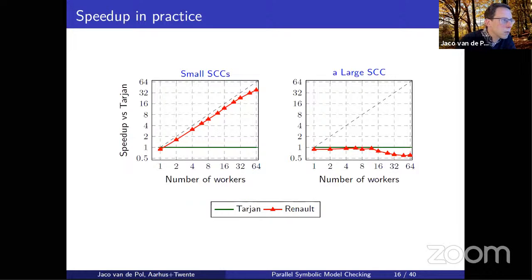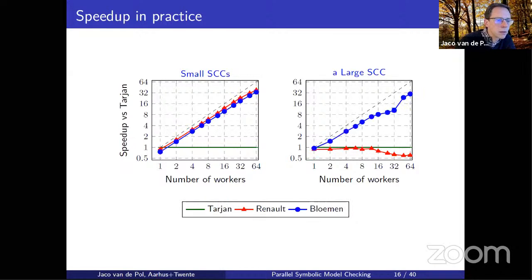This is just one concrete model checking example, but on this example, the algorithm by Vincent Bloemen, which I will explain in detail, well, it has the same nice speed up on small SCCs, but we see it still has a considerable speed up if there is a large SCC. So here we profit from the fact that we can share partial information about the SCC, and we can still get parallel speed up.